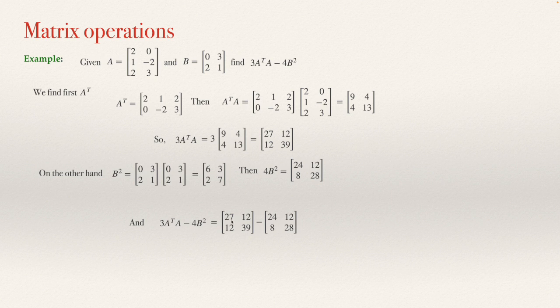Making this subtraction means subtracting element by element. 27 minus 24 will be 3. This number here, 12 minus 12, will be 0. 12 minus 8 is 4. And finally 39 minus 28 will be 11. So this will be the answer: 3, 0, 4, 11. So this is in case you need to do an operation by hand. Of course, because this involves a lot of operations, it is better to use software.